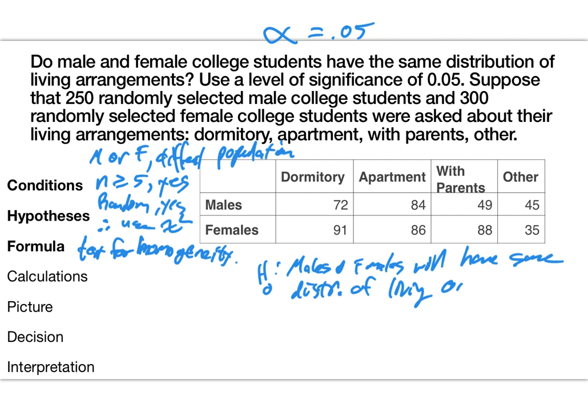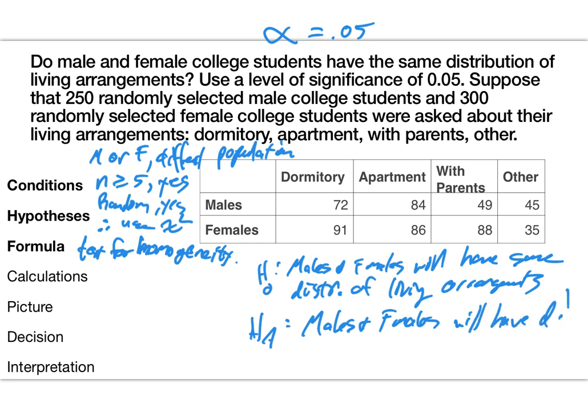Living arrangements. My alternative hypothesis would be males and females will have different distributions of living arrangements. Chi-squared equals the sum of each observed minus the expected squared over expected. And those are the first three things: conditions, hypotheses, and my formula.